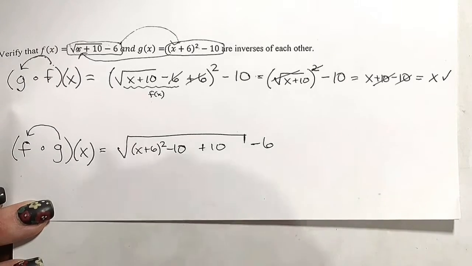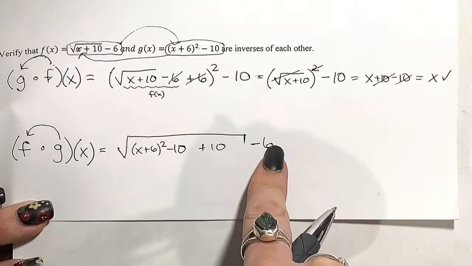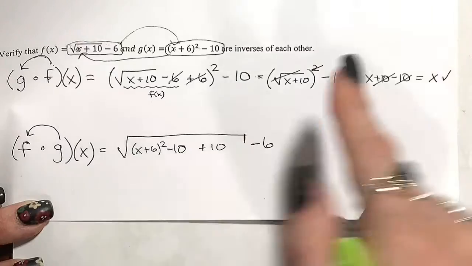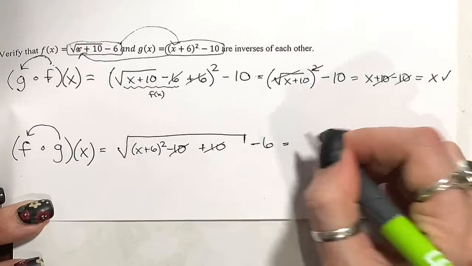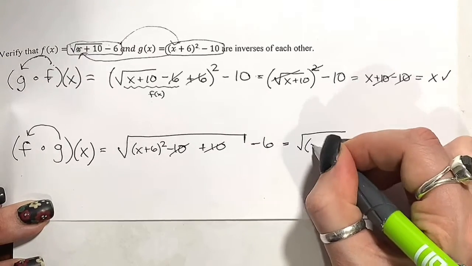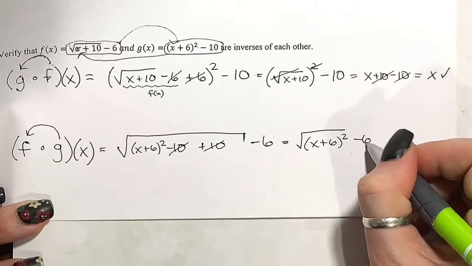So again, order matters. The first thing that I can cancel here, I can't cancel the 6's yet because I have too much stuff going on. The square root can't cancel with the square while I have these 10's here. So the 10's are going to cancel with each other first. So that leaves the square root of x plus 6 squared, and then we have that minus 6.